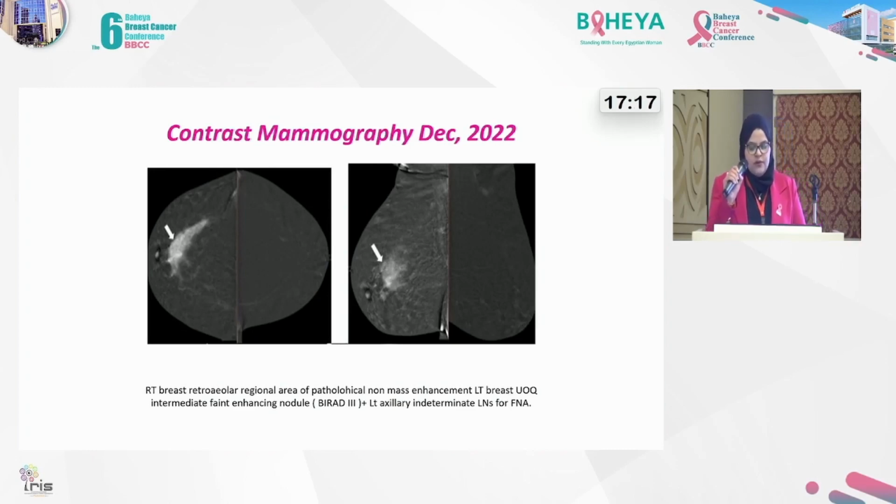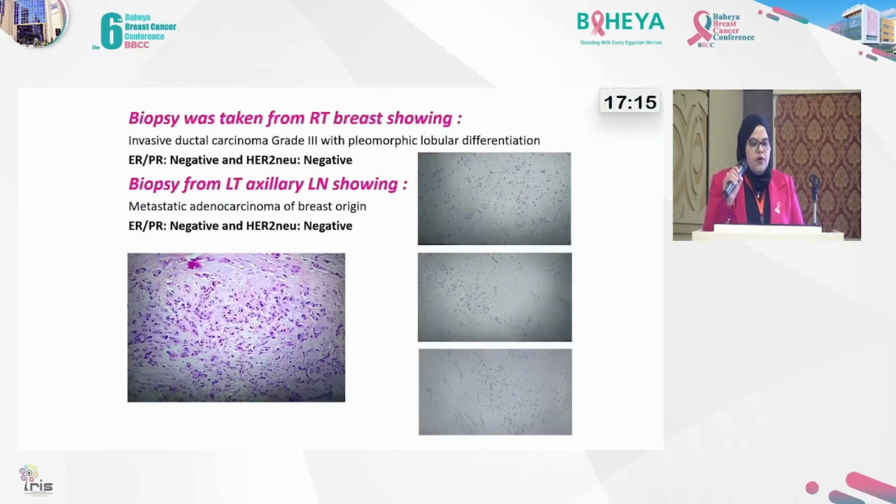for fine needle aspiration. Biopsy was taken from the right breast and showed invasive ductal carcinoma grade 3 with pleomorphic lobular differentiation. Biopsy was taken from the left axillary lymph node showing metastatic adenocarcinoma of breast origin. ER, PR, and HER2 on both sides are negative.